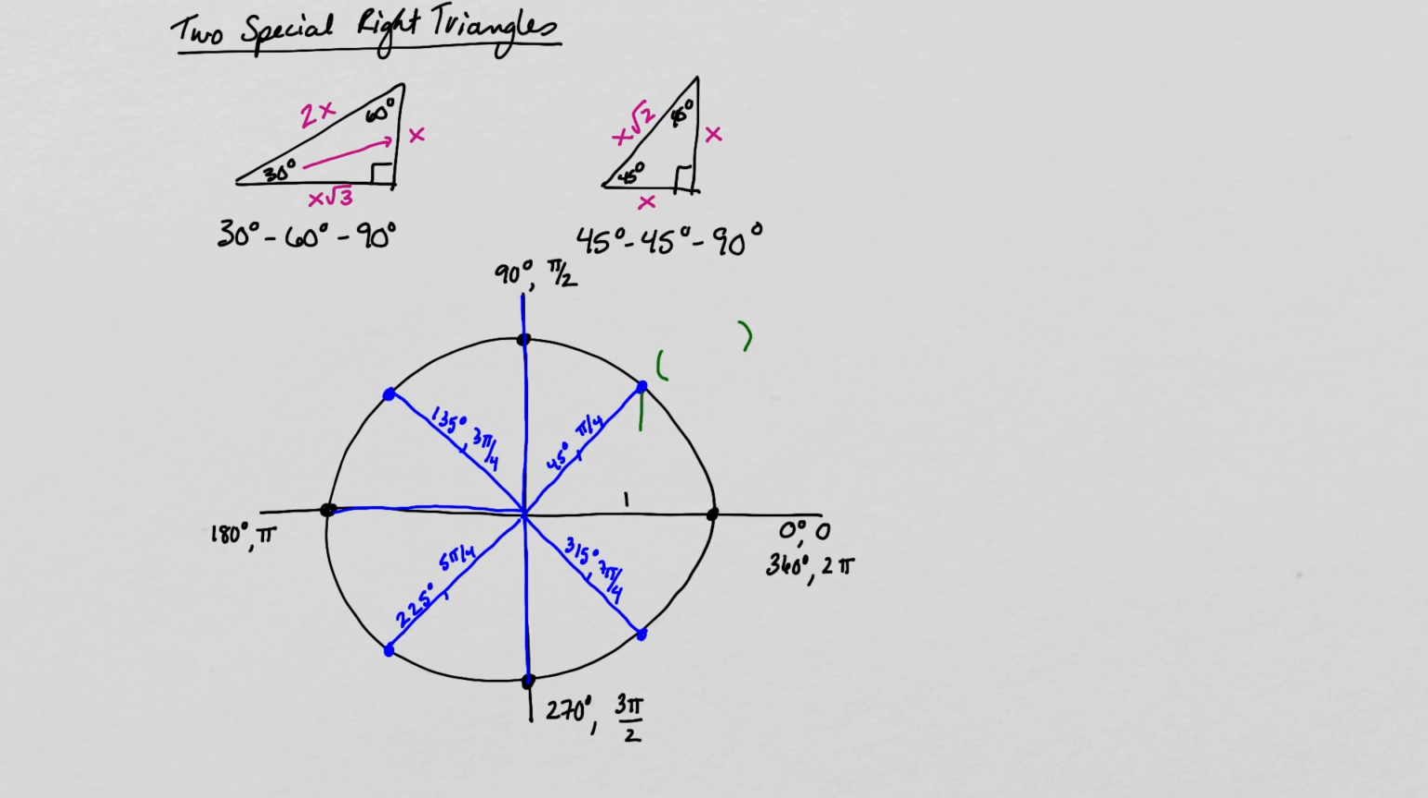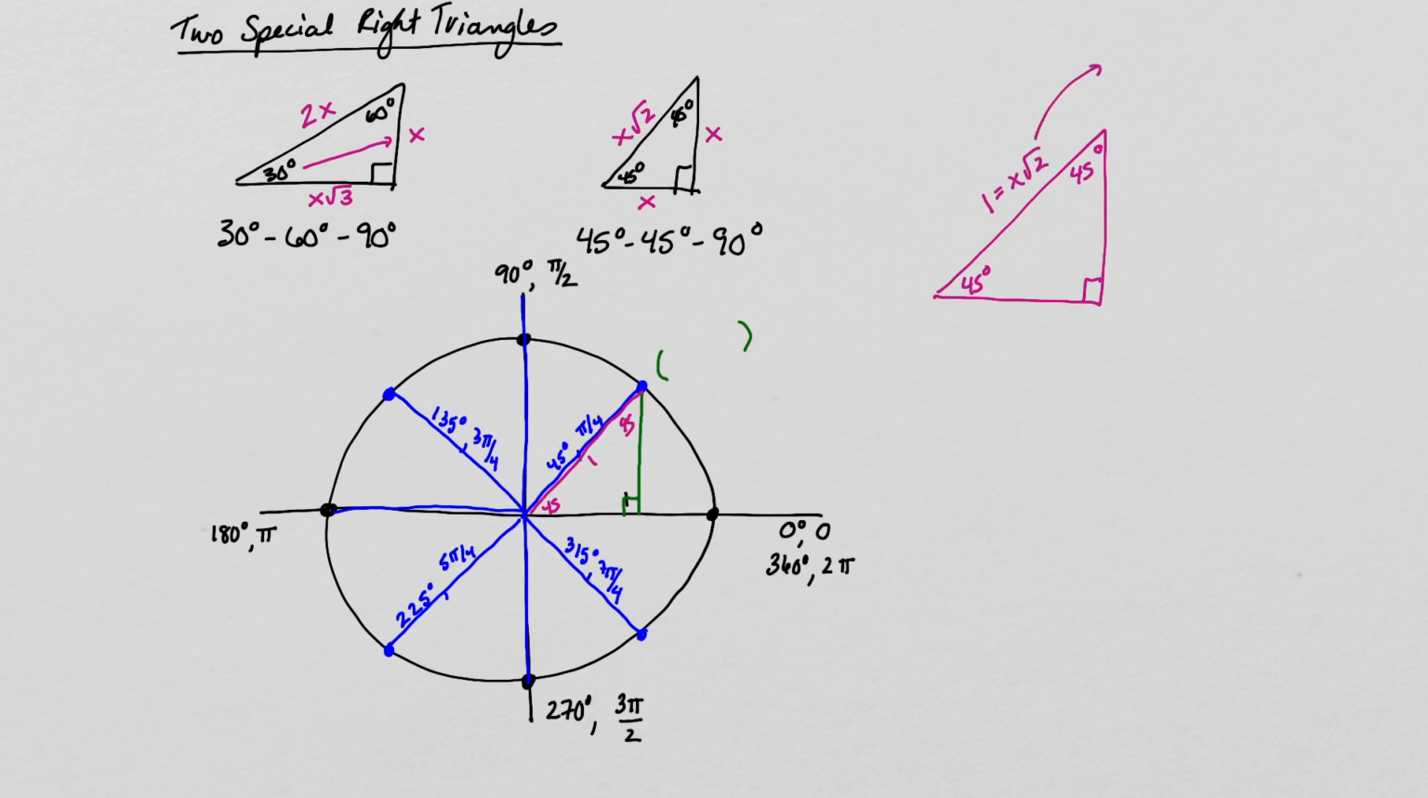So if I were to drop this down, then we know that this long part here has length 1, because our circle has radius 1. So in our example, we have this 45, 45, 90 triangle. So this is 45, 45, 90. And I know that this is 1, but I also know that 1 is equal to x square root of 2.